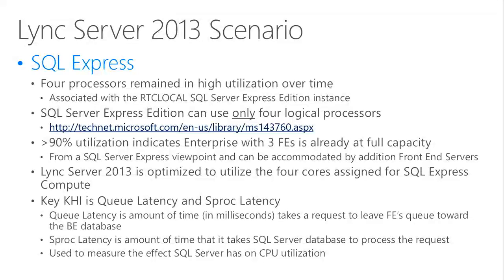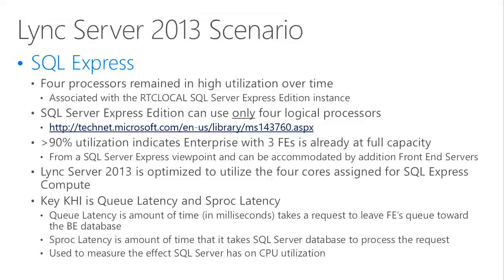I think the other point here is that the key KHIs to look at are the Q latency and Sprock latency, and you can see the 2 or 3 points of why. The first one is the Q latency, which is the amount of time in milliseconds that it takes your request to leave from the front-end queue towards the back-end database. So you want to watch that particular one.